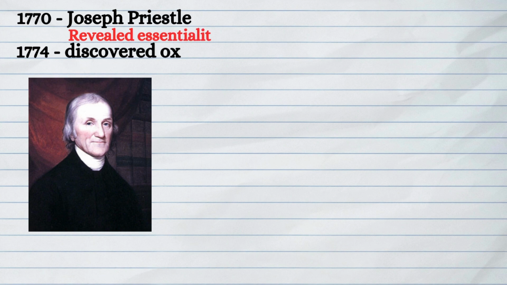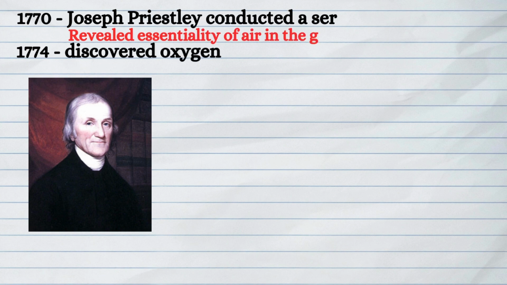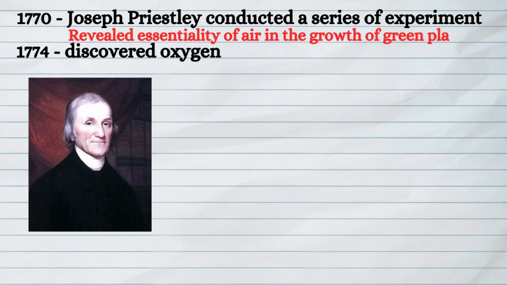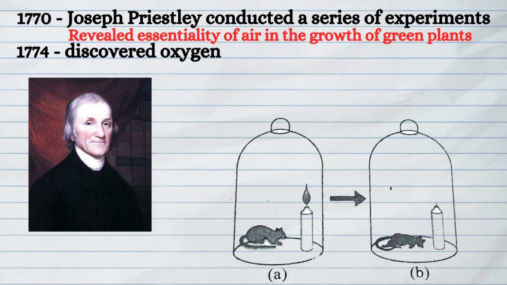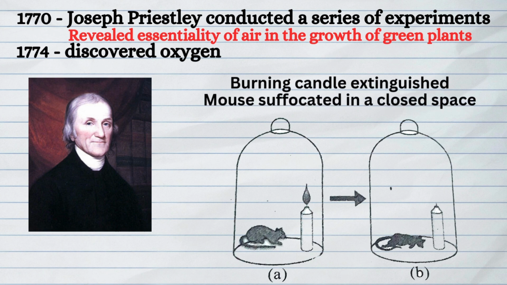plants. In 1770, Joseph Priestley performed a series of experiments that revealed the essential role of air in the growth of green plants. He discovered oxygen in 1774. He observed that a candle burning in a closed space like a bell jar soon gets extinguished. Similarly, a mouse would soon suffocate in a closed space.